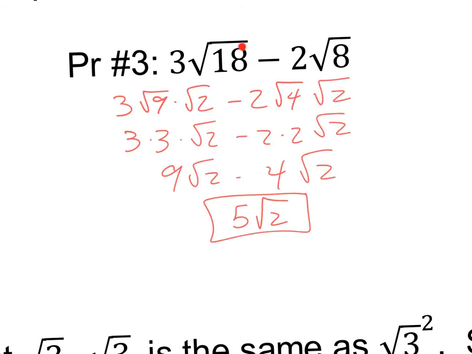Okay, so 18 is the same thing as 9 times 2, and 8 is the same thing as 4 times 2. 9 is a perfect square, so the square root of 9 is 3. 4 is a perfect square, so the square root of 4 is 2. So we have 3 times 3, which is 9, 2 times 2, which is 4, and then both of them have a square root of 2 left. So now these are exactly the same, so you could just subtract. 9 minus 4 is 5, so this is 5 square root 2. That's it. That's all there is to it, just finding it so that these are exactly the same.